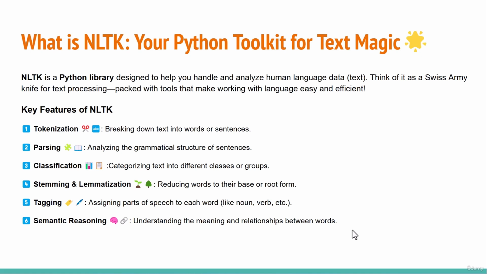Then we have stemming and lemmatization. This basically reduces words to their base form or root form. After that is tagging. In this process, the parts of speech are assigned to every word. Next is semantic reasoning. This involves understanding the meaning and the relationship between the words.